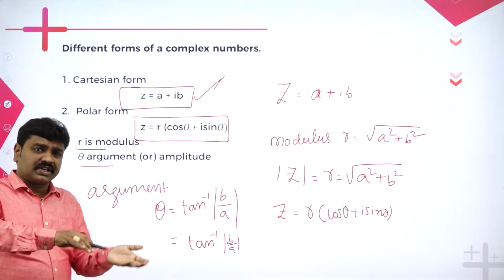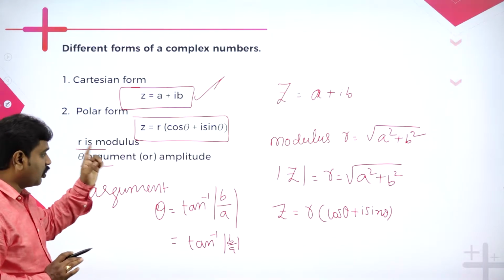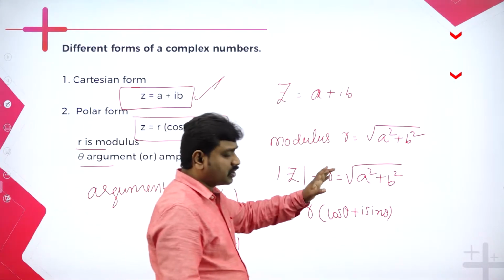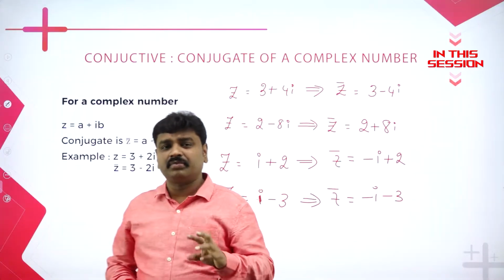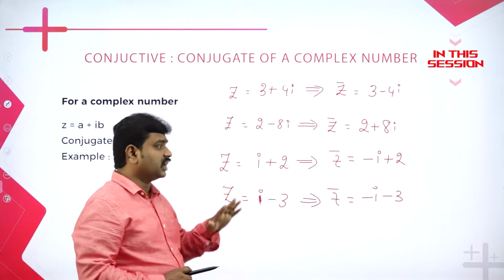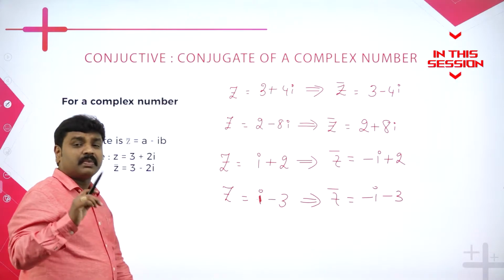If you want to convert Cartesian form to polar form, first you need to find modulus. How to find modulus? Root of a square plus b square. If i is minus, make it plus. If i is plus, make it minus. The other part you should not change. Only the imaginary part sign changes.